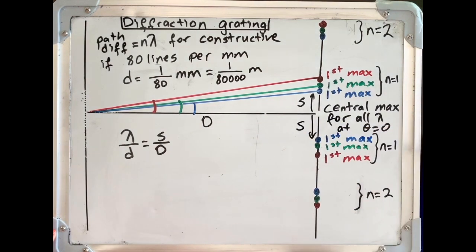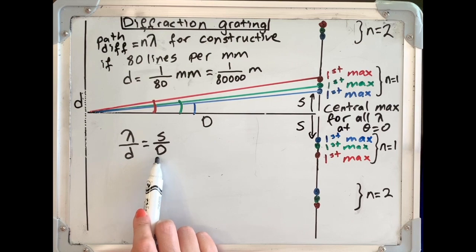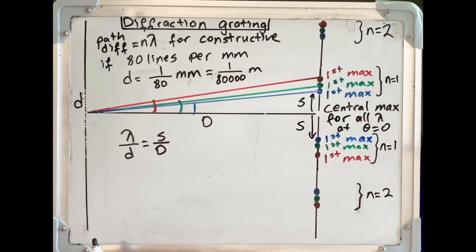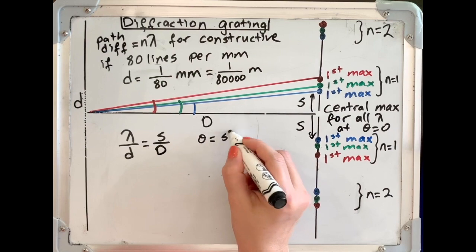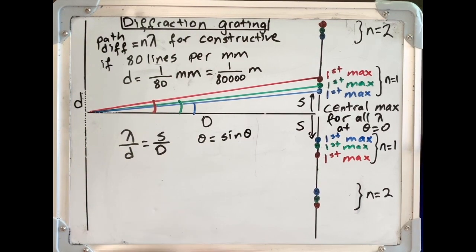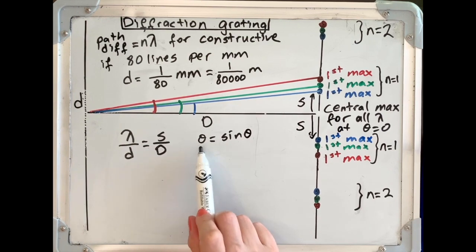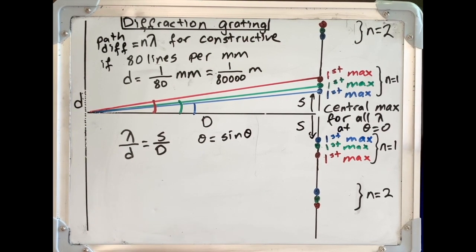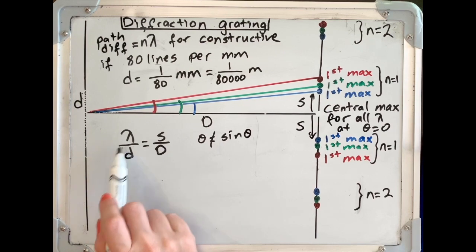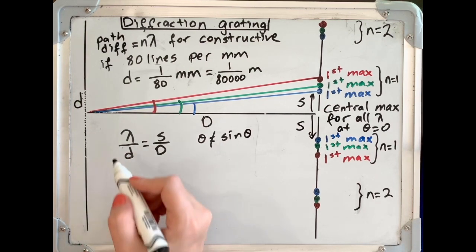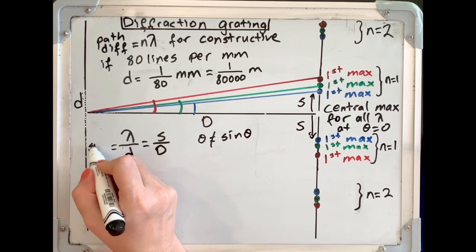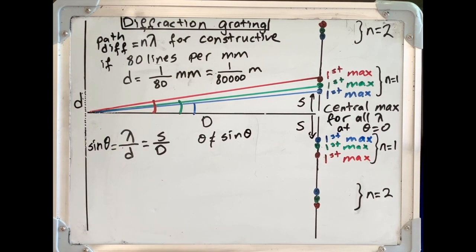S, distance between consecutive maxima. Do you remember how we derived this formula? We had to use the small angle approximation. Theta was equal to sine theta, because the angle was approximately 0. Angle was so small that we were able to make that approximation. Well, these angles aren't that small anymore, so we cannot approximate theta to be equal to sine theta. So in my formula, this was the angle. Now it actually has to stay as the sine of the angle.